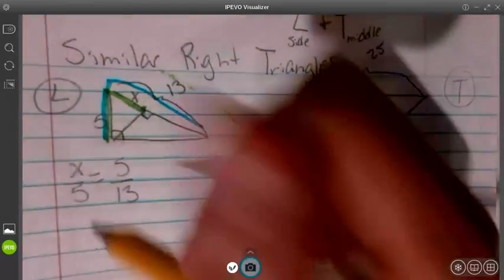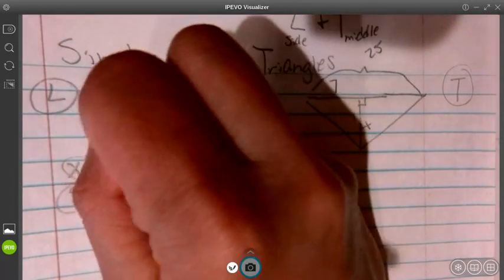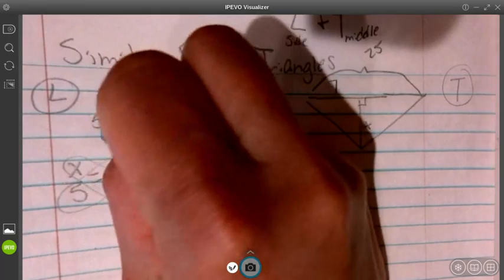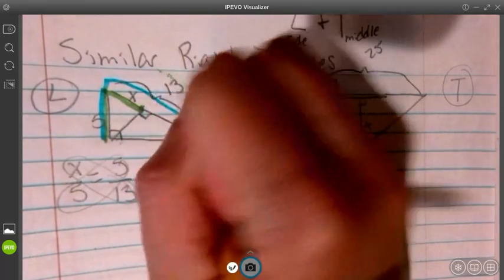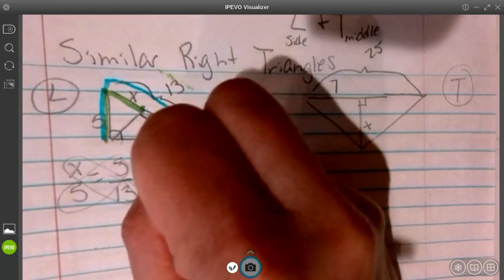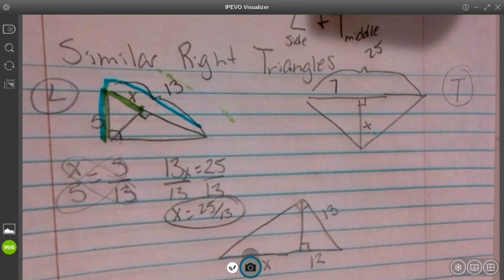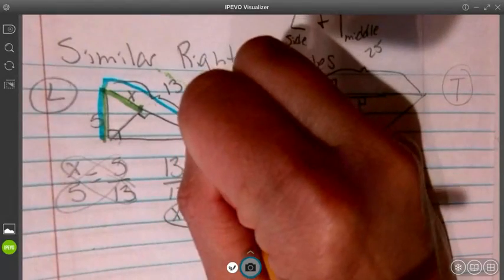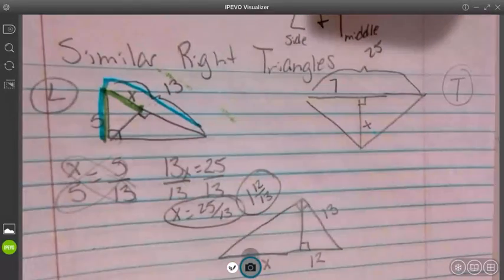Now to solve this, we simply cross multiply, just like we've been doing. All right, so that would give us 13x equals 25. And then after we divide both sides by 13, x is going to equal 25 over 13. And that's actually going to be my answer there. You're welcome to leave it as an improper fraction. It is reduced, so it's perfectly fine. We also could write it as 1 and 12/13. Either way would be fine.